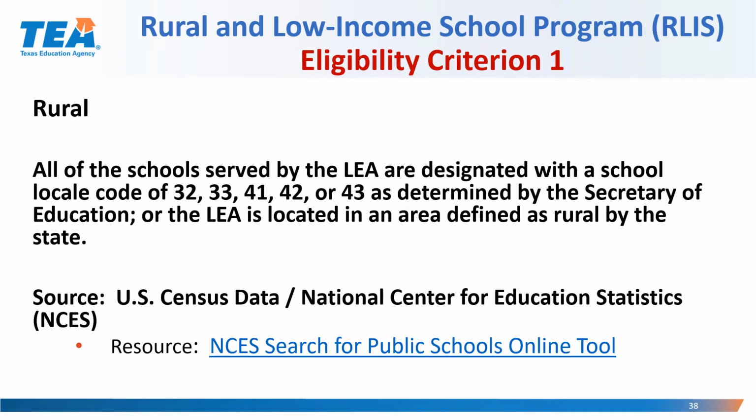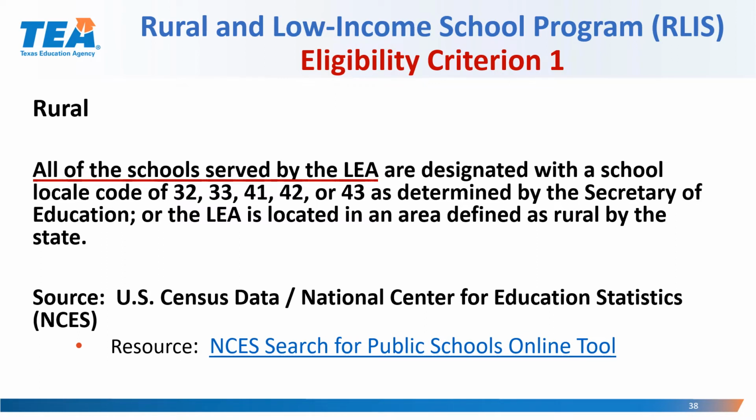Eligibility criterion 1, rural. All of the schools served by the LEA are designated with a school locale code of 32, 33, 41, 42, or 43 as determined by the Secretary of Education, or the LEA is located in an area defined as rural by the state. The source for this is the U.S. Census data and the National Center for Education Statistics, NCES.